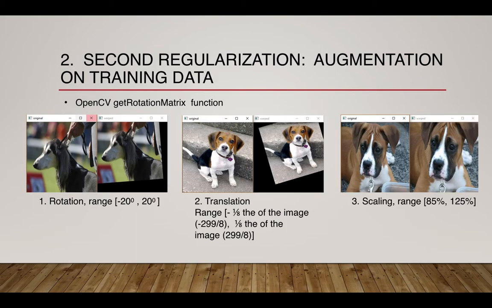And the last one was scaling. The scaling is to randomly and uniformly scale, which means zooming in and out the image between the range of 85% to 125%. And this image clearly shows that this image has been zoomed in.